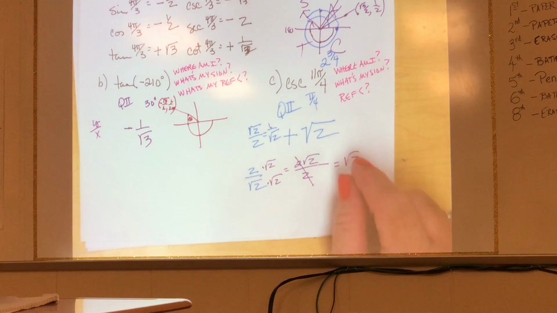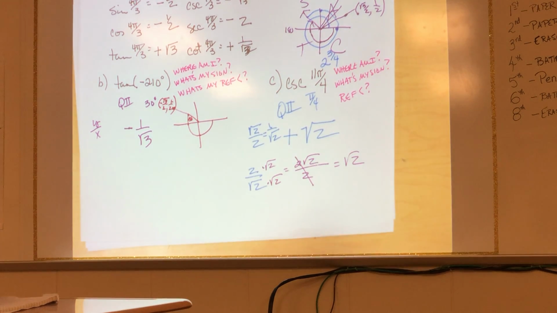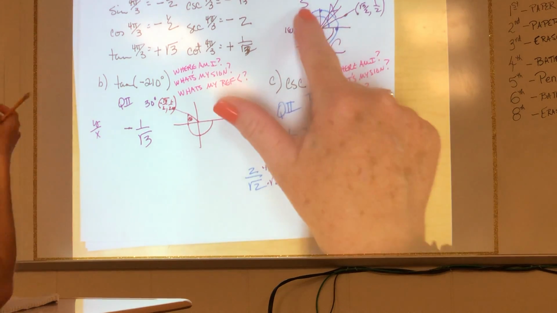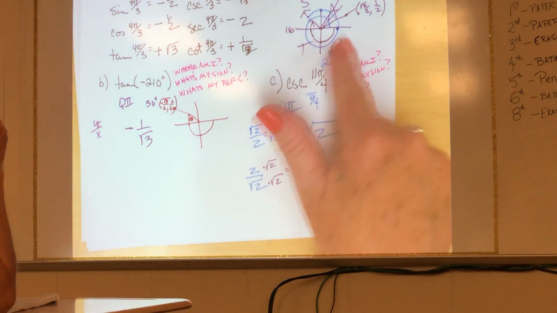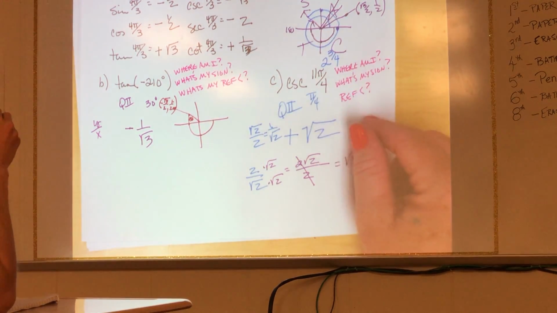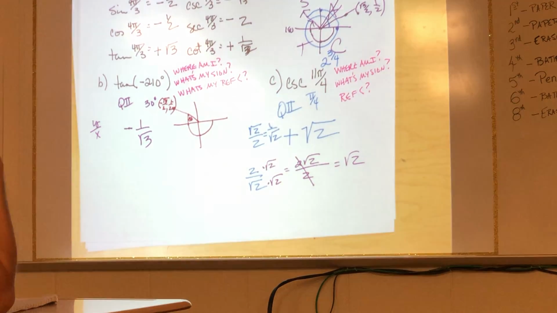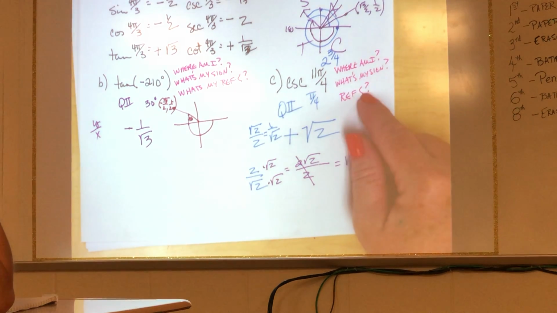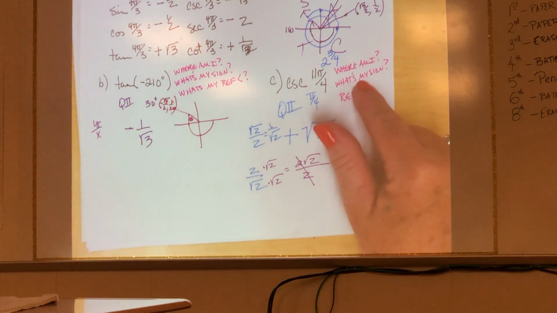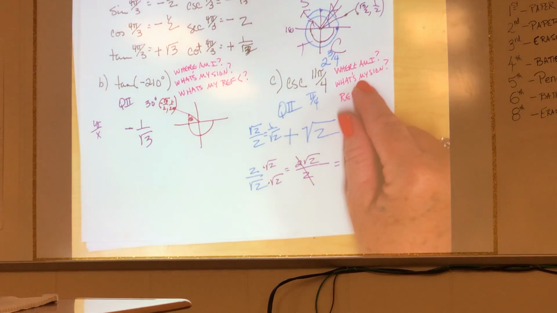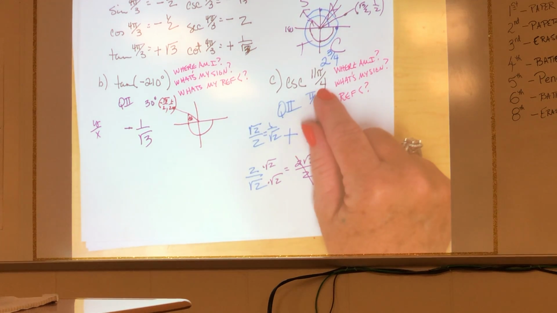Y'all listen to me. This is why I don't have to know the whole entire unit circle. As long as I know that all students take calculus and I know where everybody's positive and negative, then honestly, the only part of the unit circle I'm going to use is the first quadrant. But you have to think about this every time. Where am I and what's my sign? That's really important.